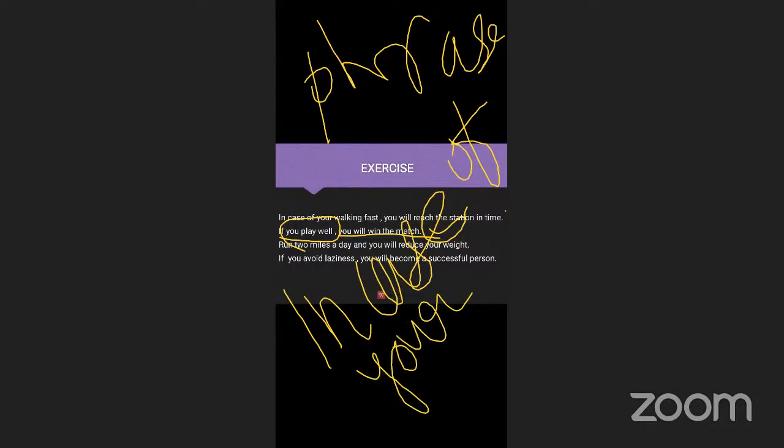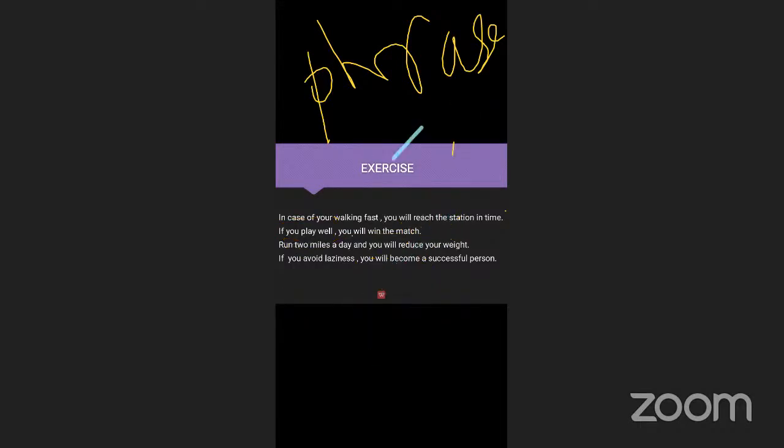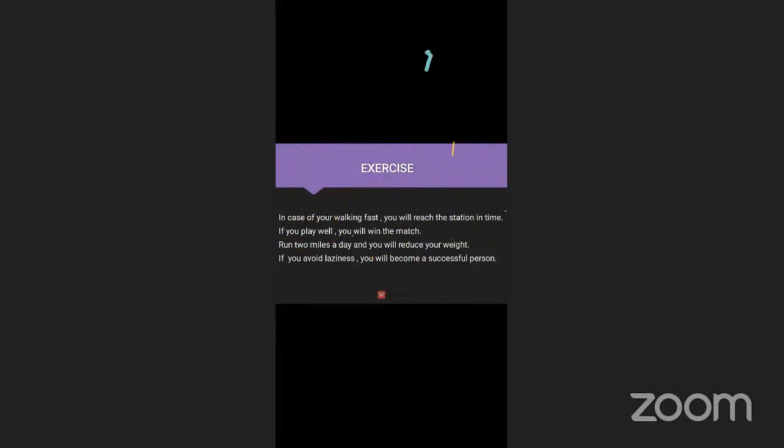Then when we go to the compound sentence, what is the verb here? Play. Then we will write: play well and you will win the match. This is the second example we have completed. Come to the third one.